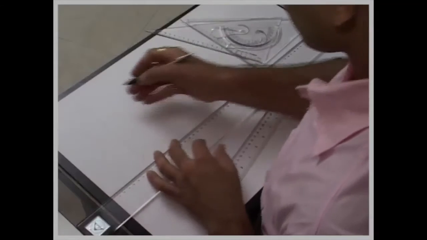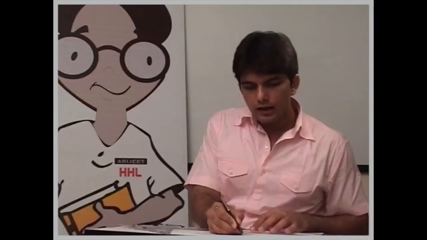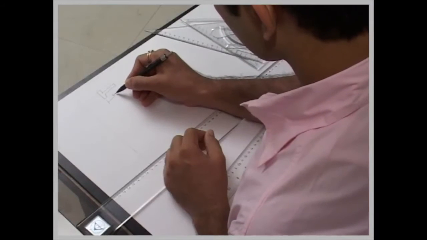Now before going to plane scale and diagonal scale, I would like to explain RF. RF is the representative fraction, and it is basically the ratio of the length of the drawing upon the actual length. Let's say you want to draw this T square on your board. I don't think it is possible to draw it with the actual dimension. I'll draw a small diagram, maybe 6 centimeter long.